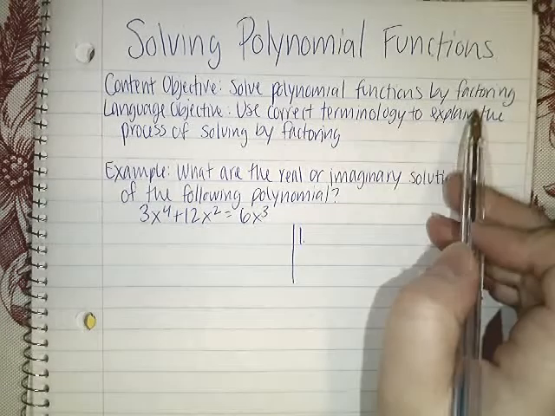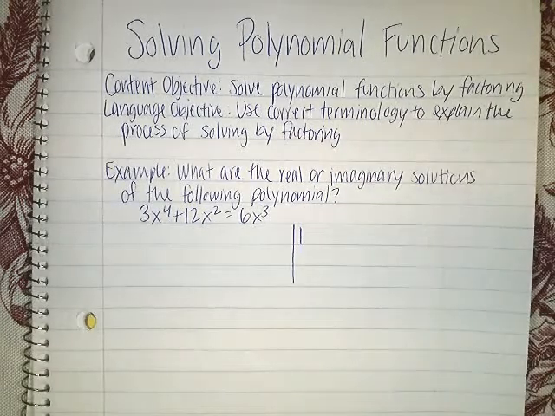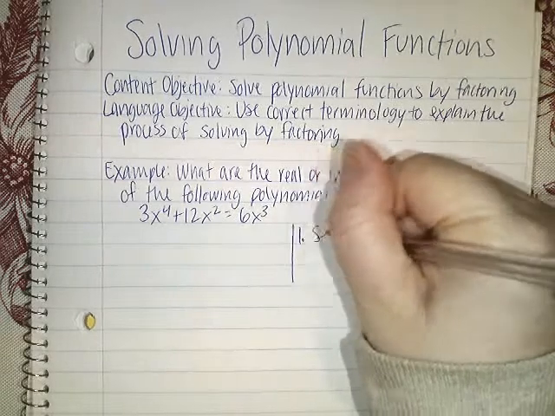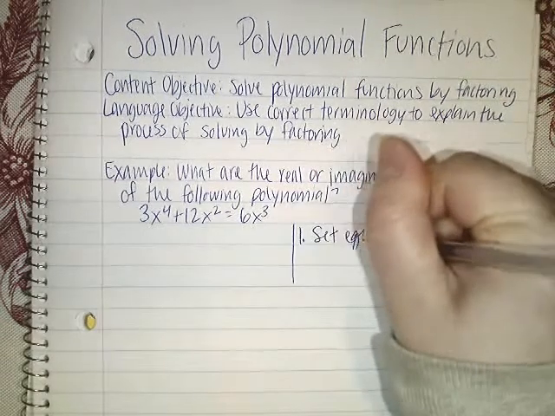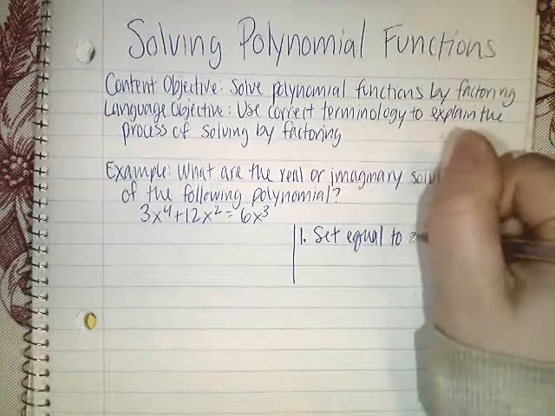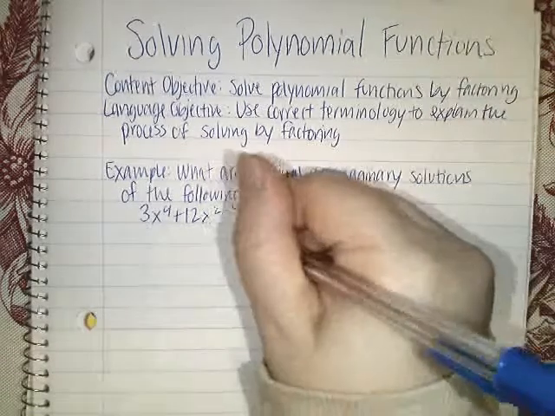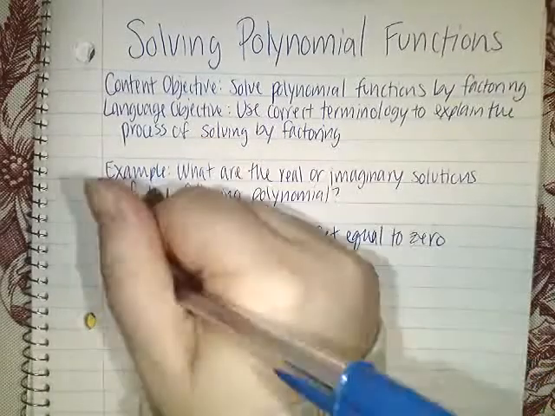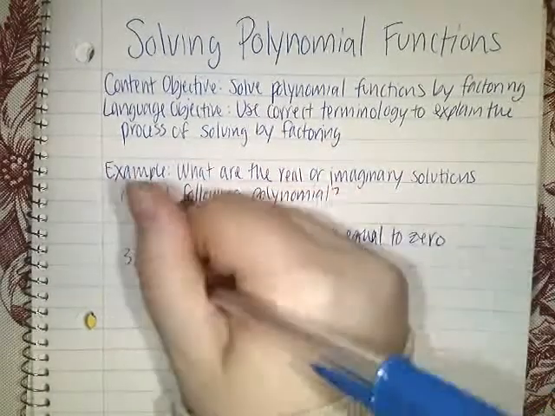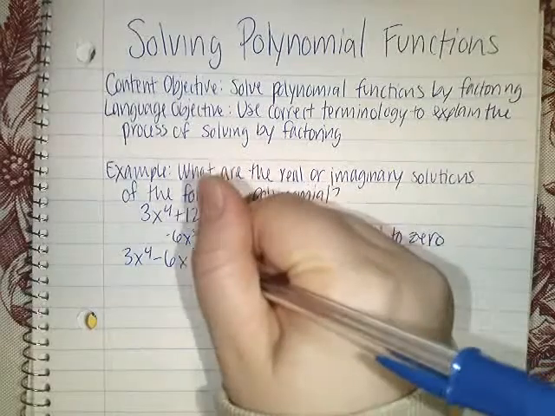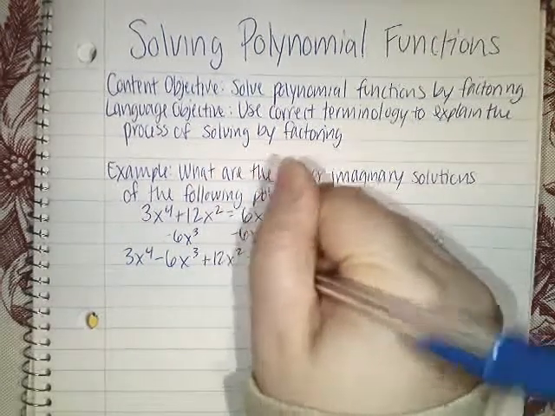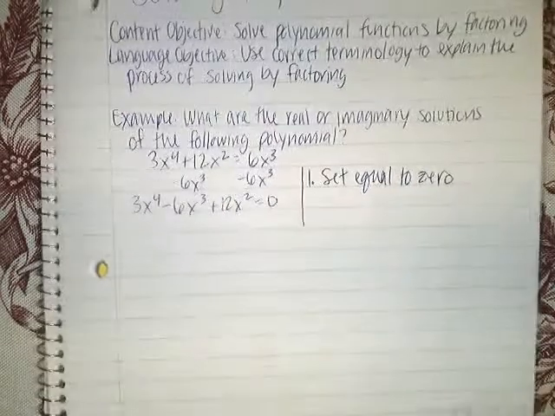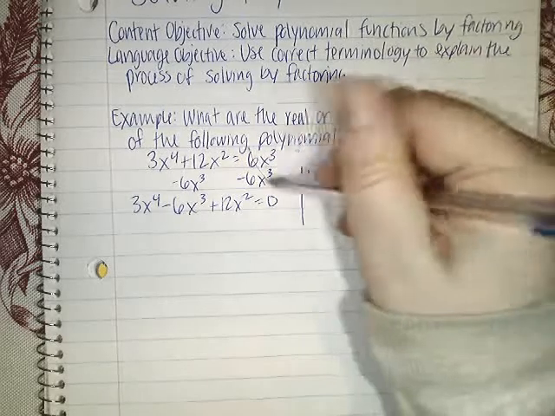So again, if we're going to solve by factoring, hopefully you remember from quadratics, our first step is to always set the equation equal to 0. So to do that, I need to subtract 6x cubed from both sides. And I'm going to put that in the middle here because I want to write my polynomial in standard form. So I set equal to 0 by subtracting 6x cubed from both sides.